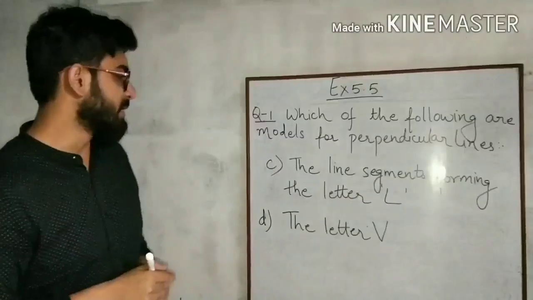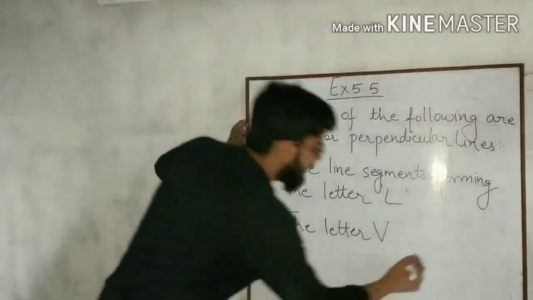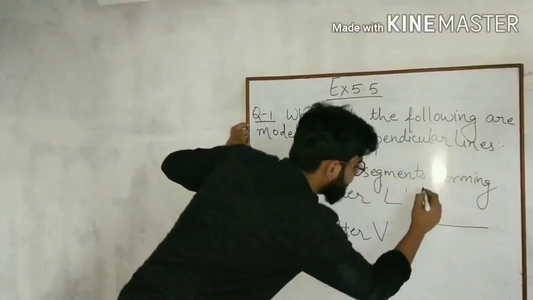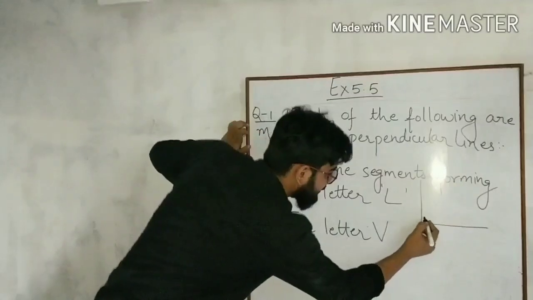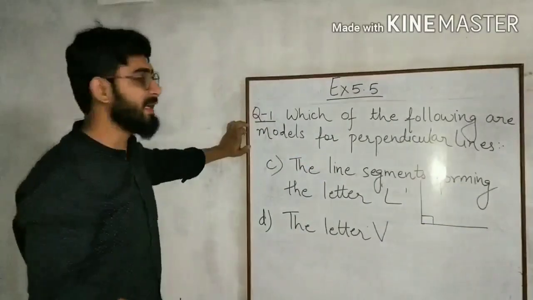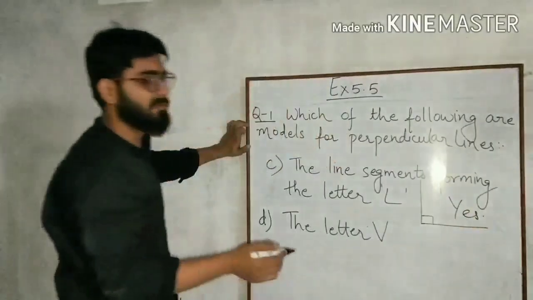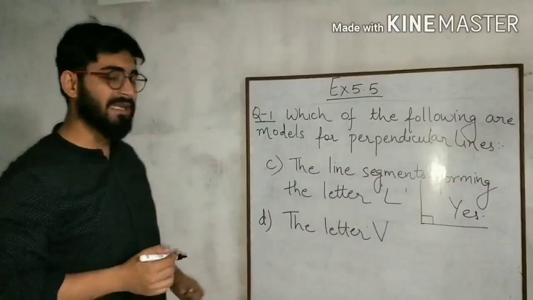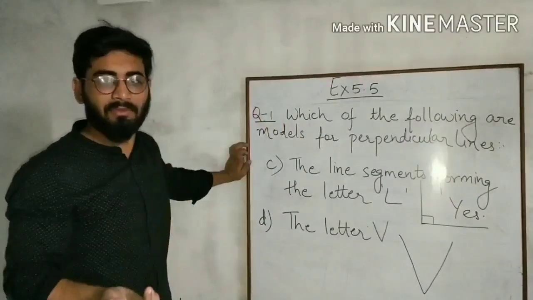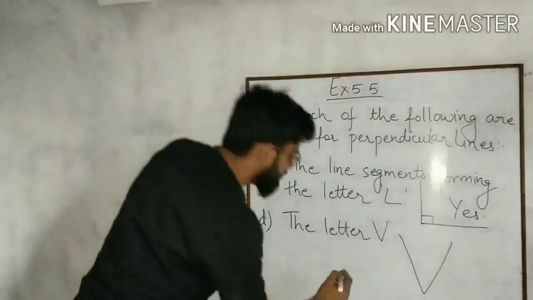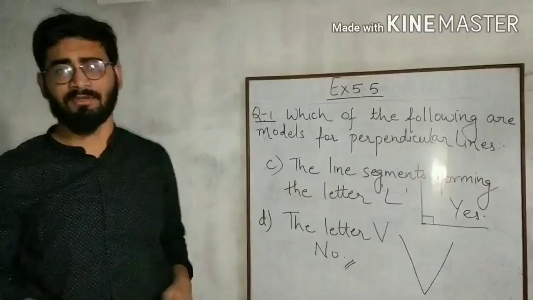Now moving to the C part. What is the C part? The line segments forming the letter L. You know that L is formed by two line segments, one is this and another one is this. Now if you see, the angle between these two line segments is 90 degrees. So yes, it is a model for perpendicular lines. Now the letter V. V is like this. So are these lines perpendicular? No. So this is not a model for perpendicular lines. Understood? So this is our first question.